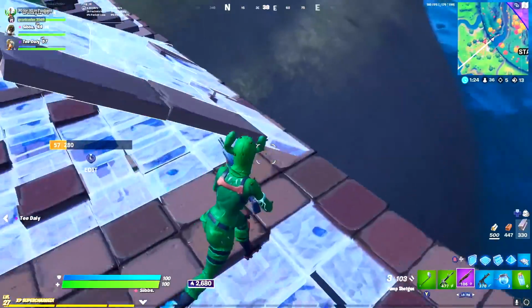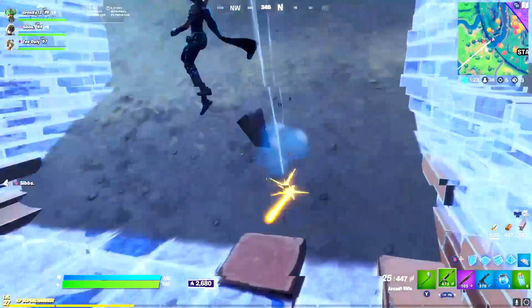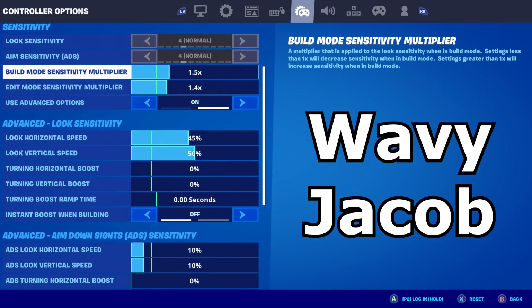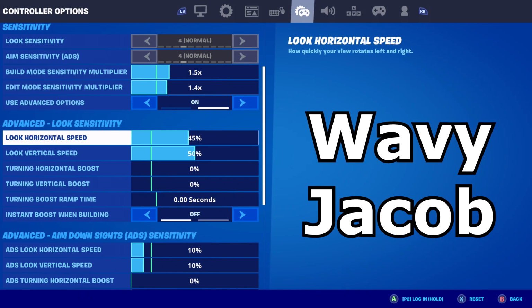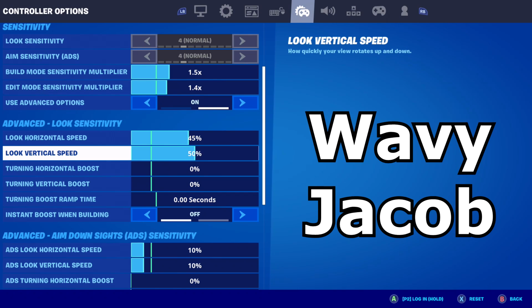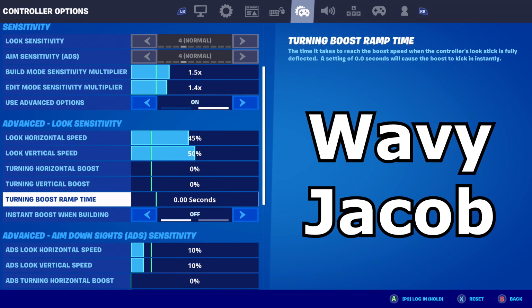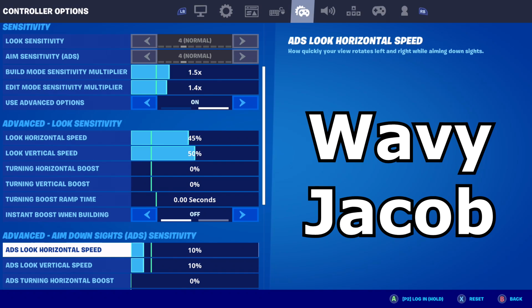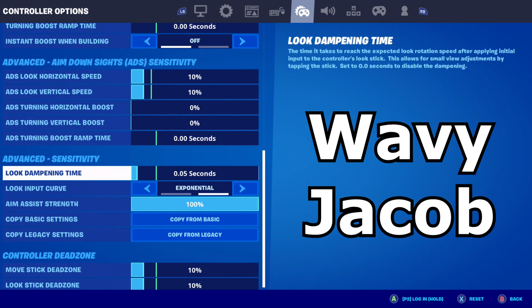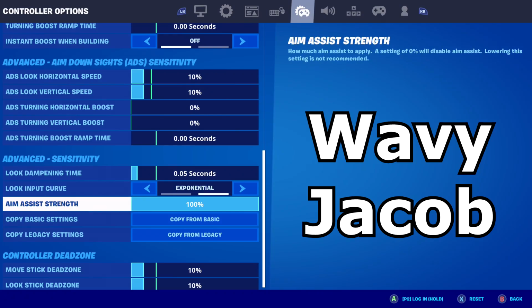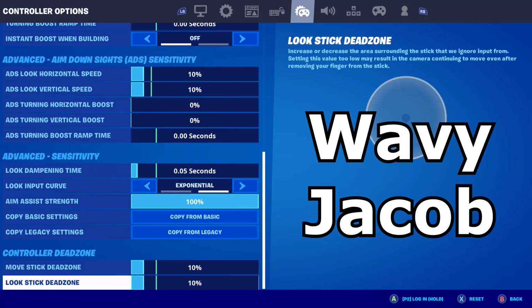The fifth Exponential player we have here is Wavy Jacob. He used a 1.5x build sensitivity multiplier and 1.4x editing sensitivity multiplier. Then we have a 45% look horizontal speed and 50% look vertical speed with no boost. For ADS horizontal and vertical speed, he uses 10% for both, again with no boost. Jacob actually uses a 0.05 second look dampening time instead of 0.00, so that's unique. And finally, he uses 10% for both of his dead zones.